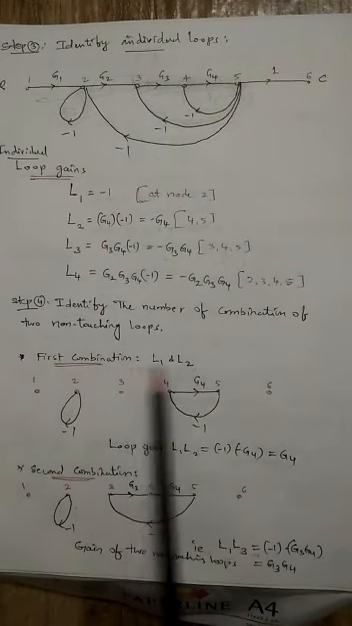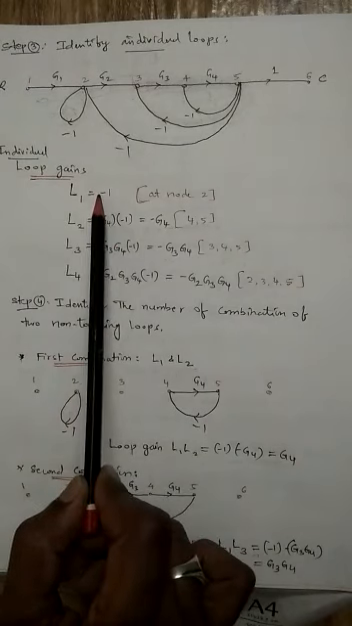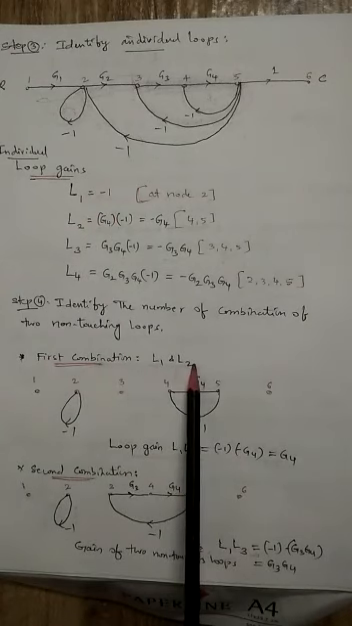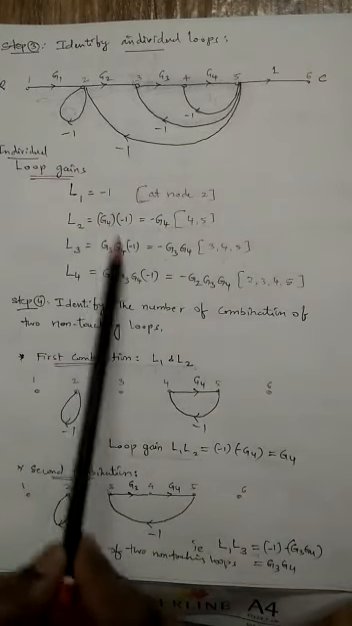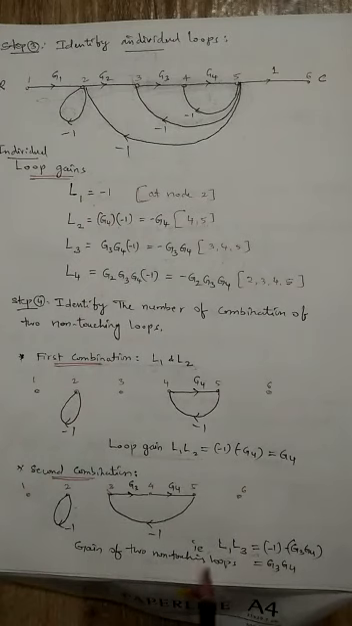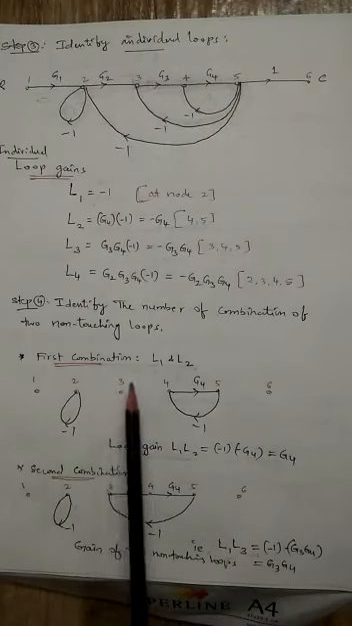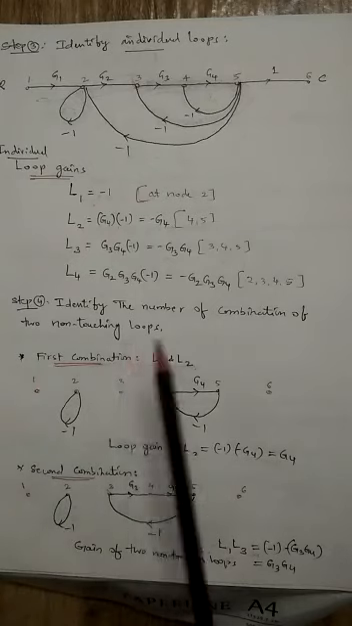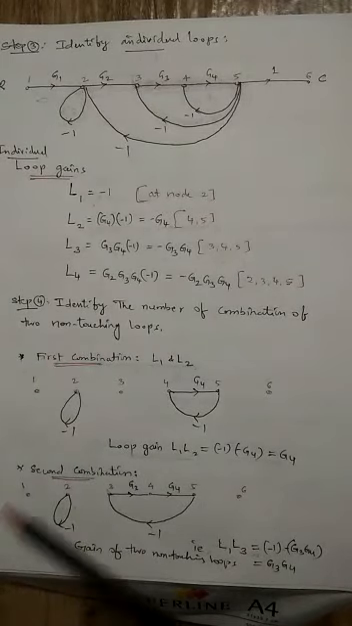Next you have to find the loop gain of these non-touching loops. Loop gain means multiply these two, L1 and L2. You multiply these two, and that gives the loop gain of the first combination of non-touching loops. Again, the second combination L1, L3, multiply, and we'll get the loop gain of the second combination. So like that you have to identify the number of combinations of two non-touching loops and also their gain. Next you have to find the three non-touching loops. In this particular problem, you don't have three non-touching loops. Suppose if you have three non-touching loops, you have to consider that also.